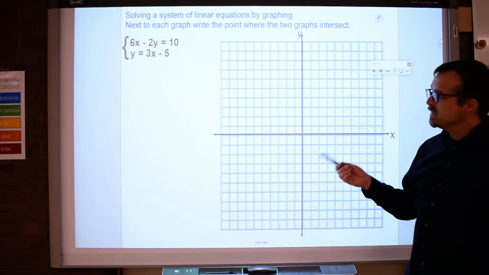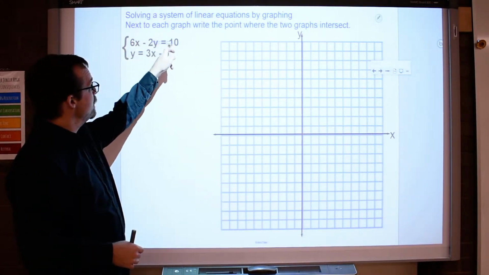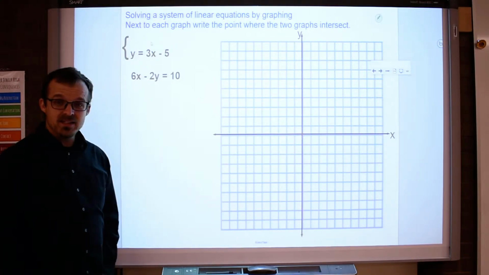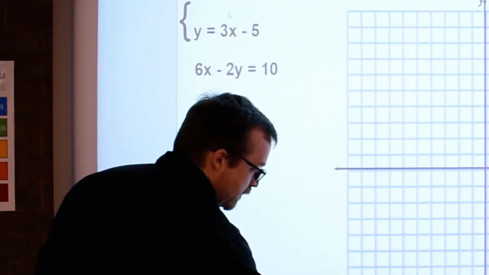Did you notice anything different? Well, let me graph them really quick. Let's make sure your graphs match mine. I'm going to take my first equation right here, which is 6x minus 2y equals 10, and I'm going to go ahead and solve for y to put that in slope-intercept form. So let's go through that.